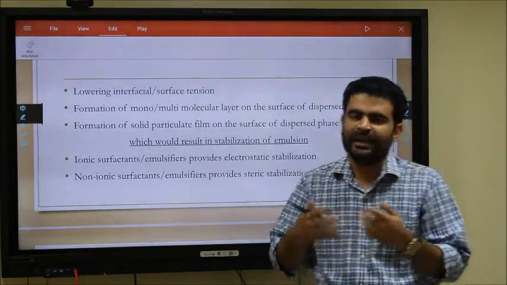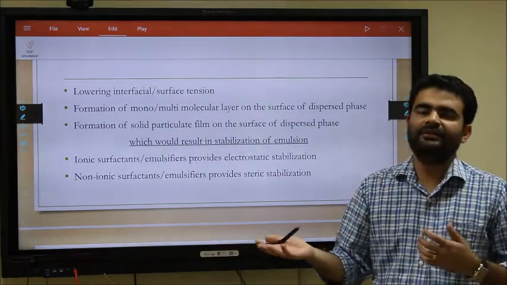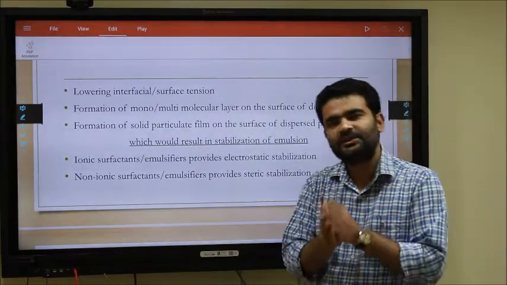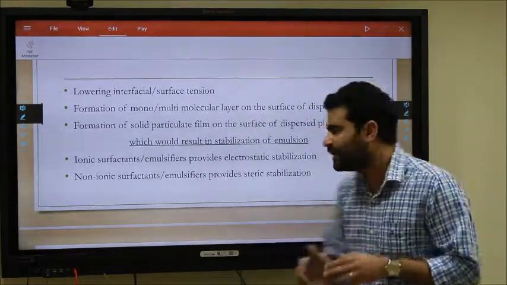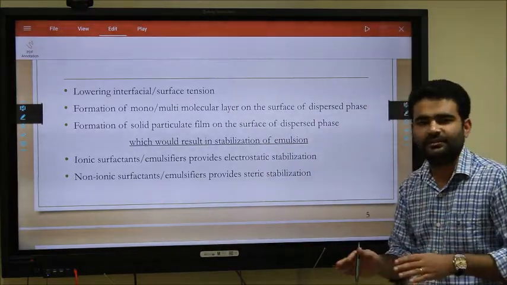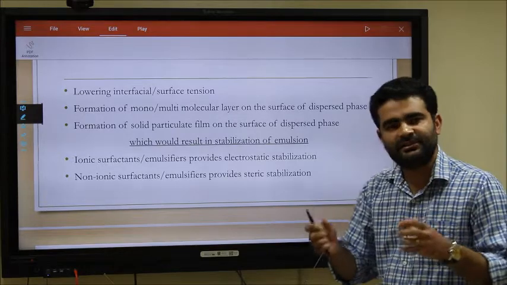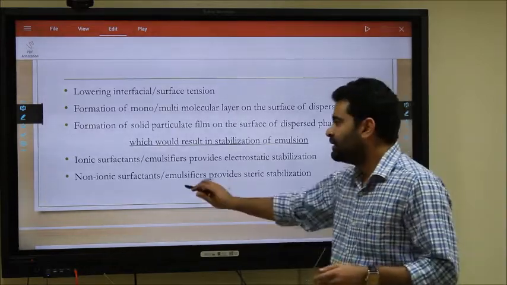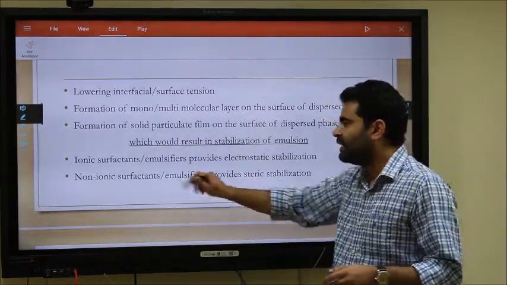If they mix, then they will lead to phase separation. So to avoid phase separation, ionic surfactants provide electrostatic stabilization because of the presence of polarity in them. Another type is non-ionic surfactants.